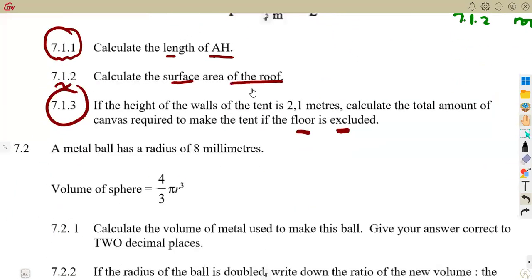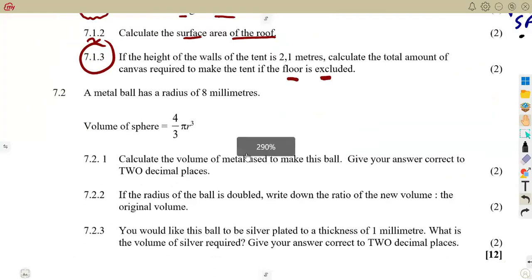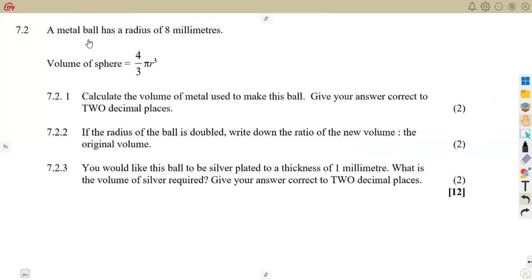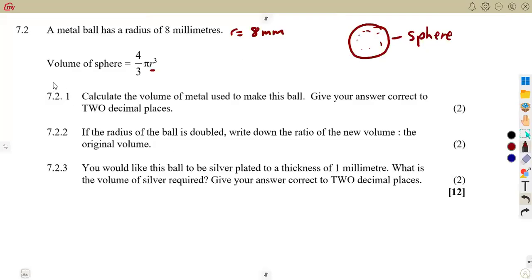Let's consider another question. This is no longer about what we had. This is another question on its own. They are saying on this question here, a metal ball has a radius of 8 millimeters. The moment you talk of a metal ball, we are talking of a sphere, not a circle, just a sphere. So we are given its radius, which is 8 millimeters. And the volume formula they gave you, 7.21. Calculate the volume of the metal used to make this ball. Give your answer correct to 2 decimal places.